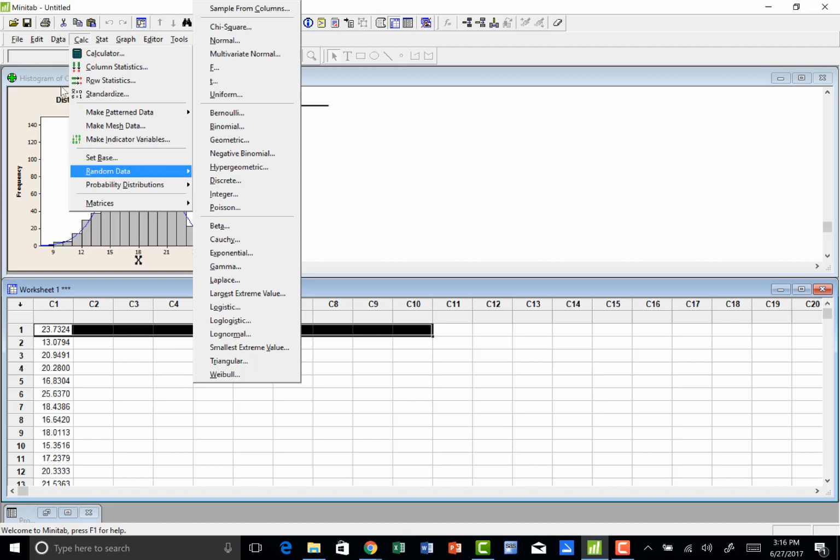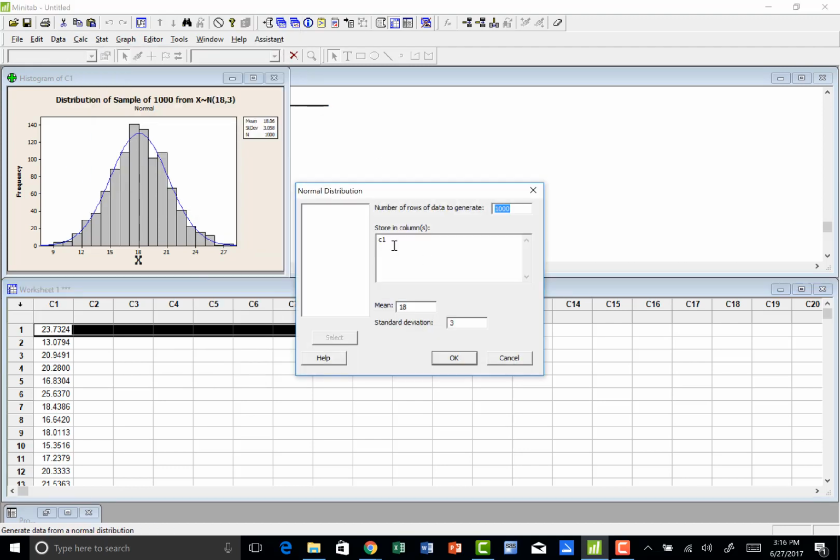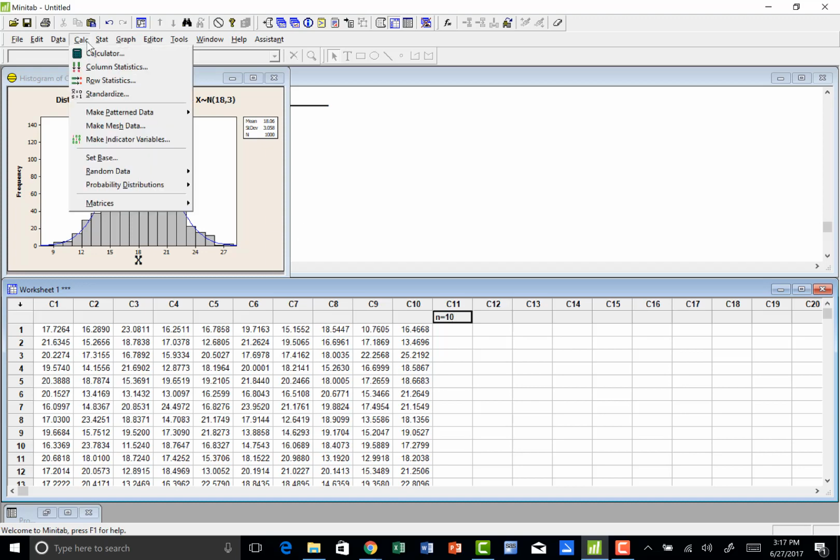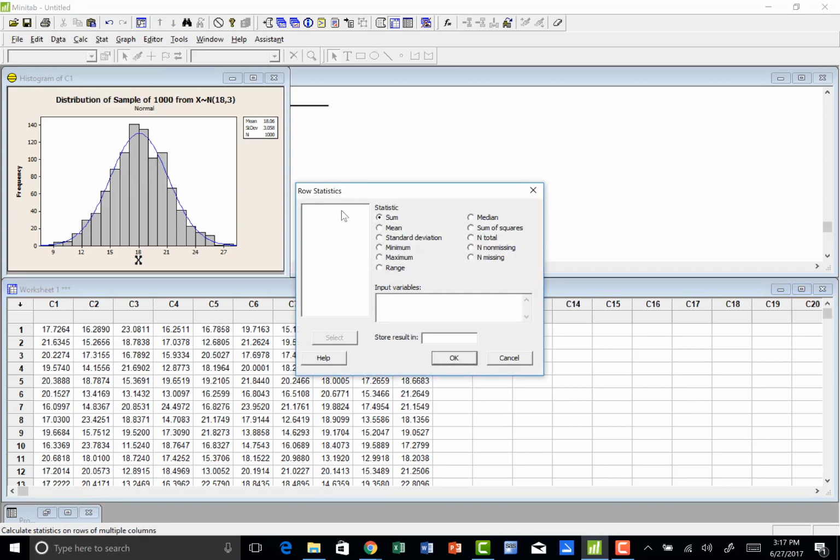I'd do just what I did before for the normal distribution, but instead of just putting it in C1, I'm going to put it in C1 through C10. So each of these columns has 1,000 pieces of data down it, and each row obviously has 10. Now I'm going to create the sampling distribution of the sample mean for samples of size 10 from the parent distribution that had a mean of 18 and a standard deviation of 3. To do that, you go into Calc again, but this time I want Row Statistics, and I want to get the mean of each of these rows.